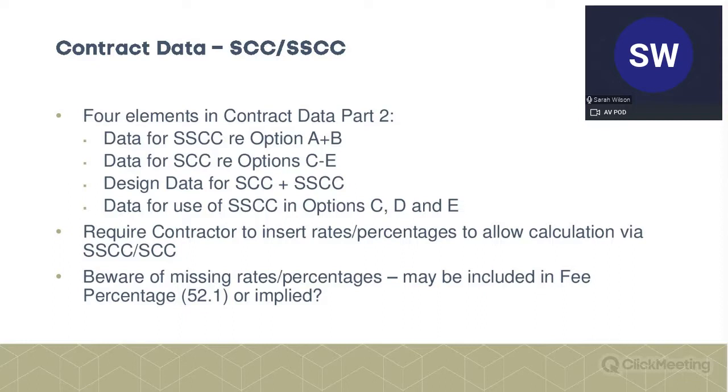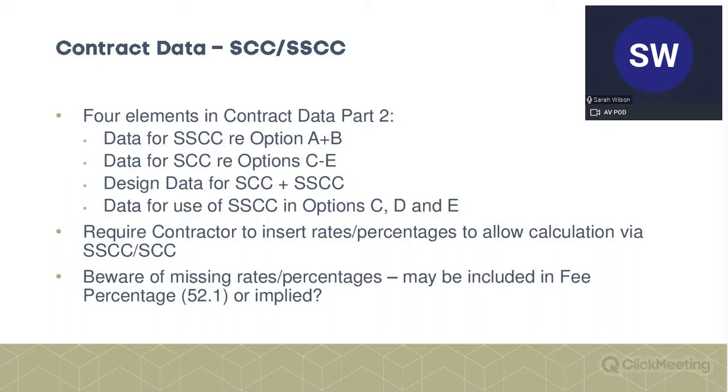So if you're on either an option A or a B contract, there's a section of information to be inputted for the shorter schedule of cost components. If you're on options C to E, we know that it's the schedule of cost components that applies. So again, there are sections there to be filled in. There's a section for design data, and we'll see how that relates to the schedule of cost components, but that's filled in whether you're working on the schedule of cost components or the shorter schedule.